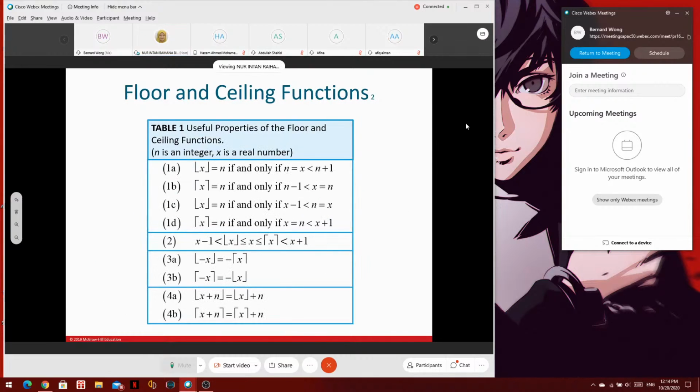Same goes to floor and ceiling function. What you might need to remember is the table 1, some of the useful properties of the floor and ceiling function. This one I will also put up in the same video.